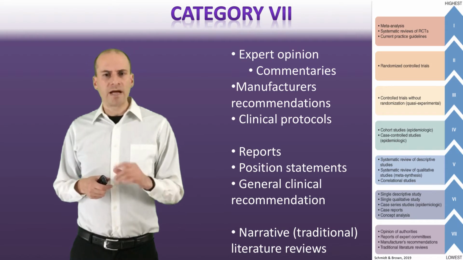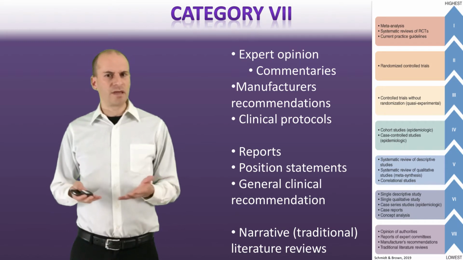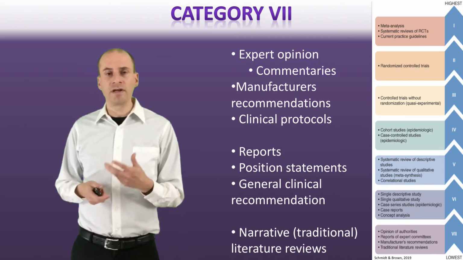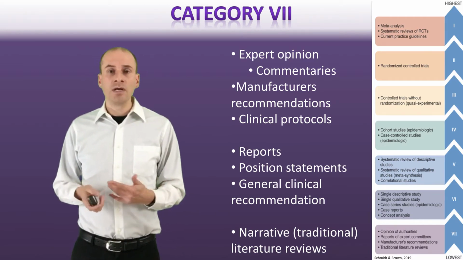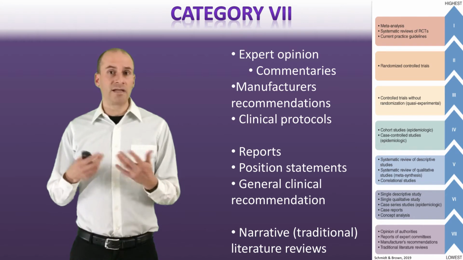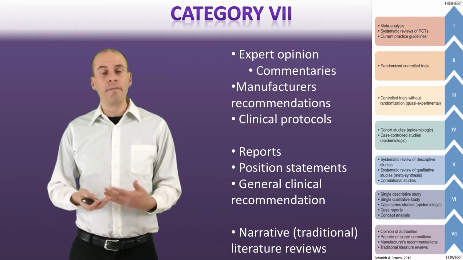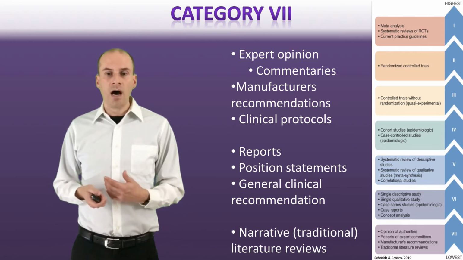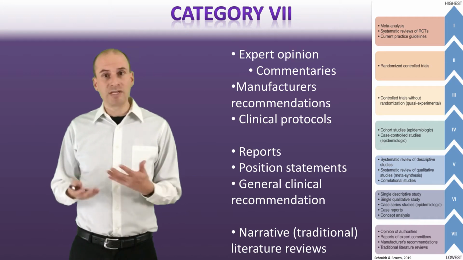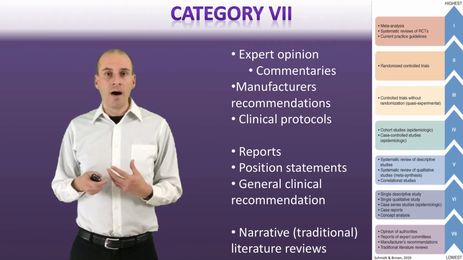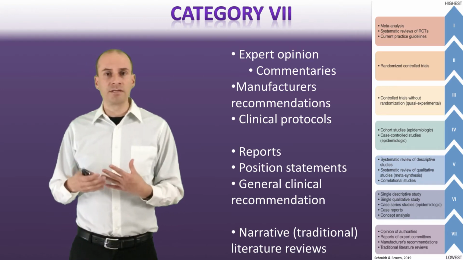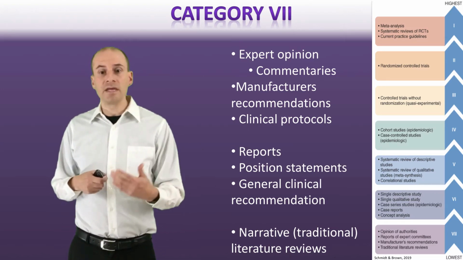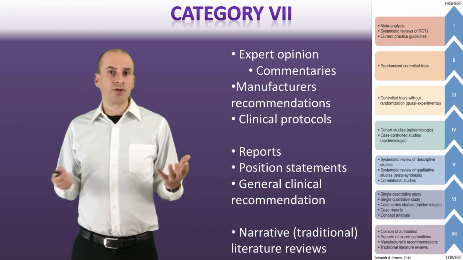But in that bottom category, we have a range of different types of things like expert opinion, which you can get in publications through, for example, commentaries. So sometimes journals ask an expert to write their opinion about a topic area. Now, these can be actually really interesting and engaging. But they also are subject to the biases of the author because the goal here is to provide an opinion. Okay.